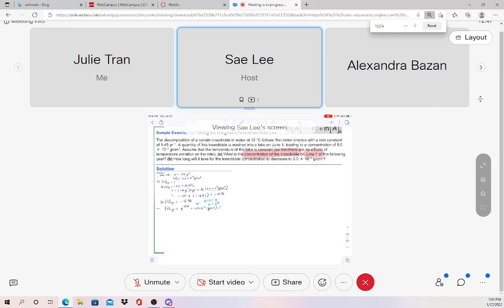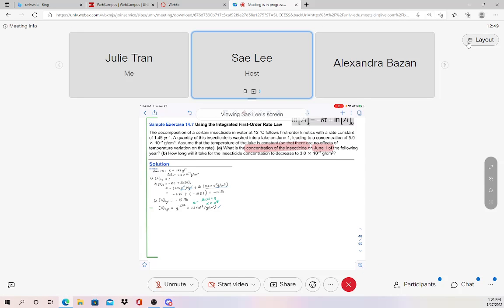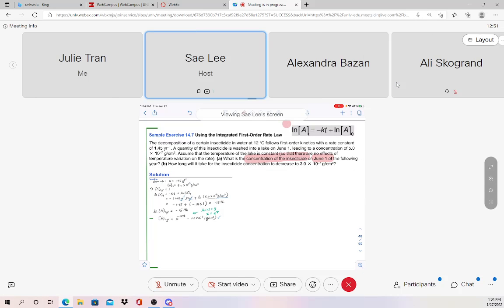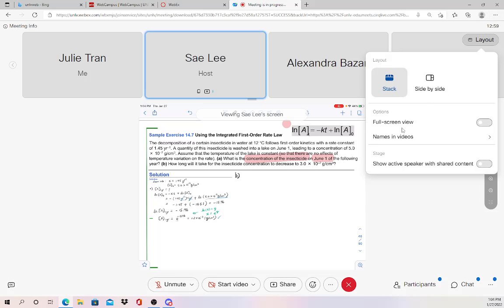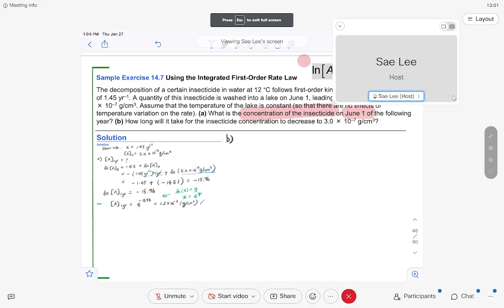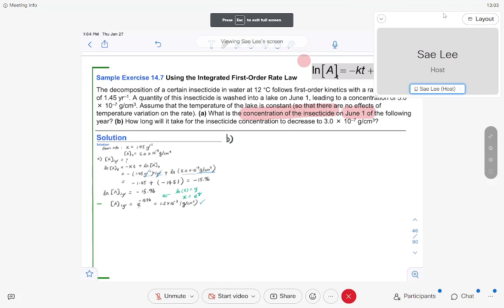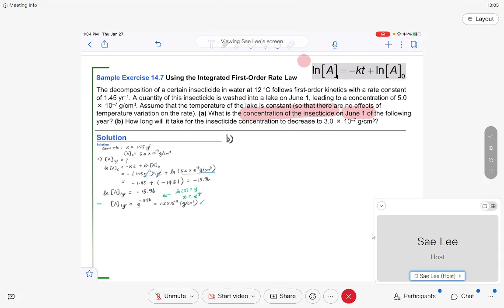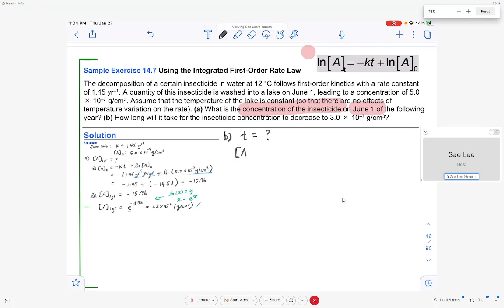On June 1st after 1 year, using this equation over here. Okay, so question B is asking how long will it take for the insecticide concentration to decrease to 3.1 times 10 to negative 7 gram per centimeter cubed. Okay, so it is asking for time and it is providing the later concentration.